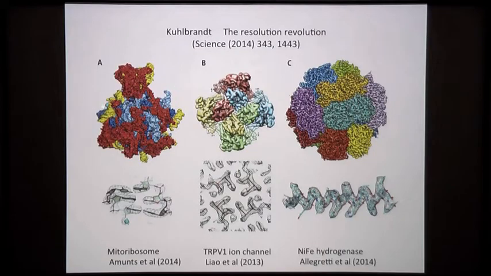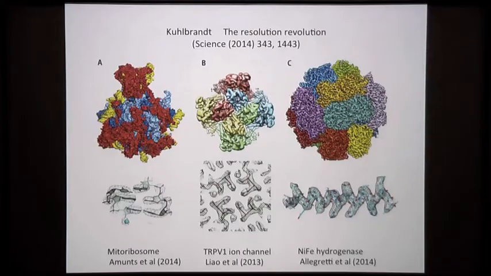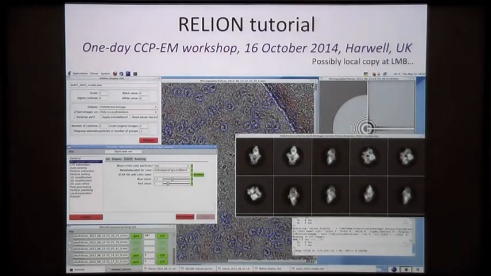Okay, so let me just put this slide up by Tony about the recently solved near-atomic resolution maps. All three of them were calculated by the RELION program that uses this regularized likelihood approach that I've just mentioned. Okay, and because this lecture doesn't tell you at all how to actually do that, and it's not part of this course, which is theoretical, I thought I'd draw your attention to this tutorial, which I'll give in a CCP-EM workshop, which will be in October at Harwell, and possibly I'll also do a local copy here, so that we don't all have to go to Harwell.